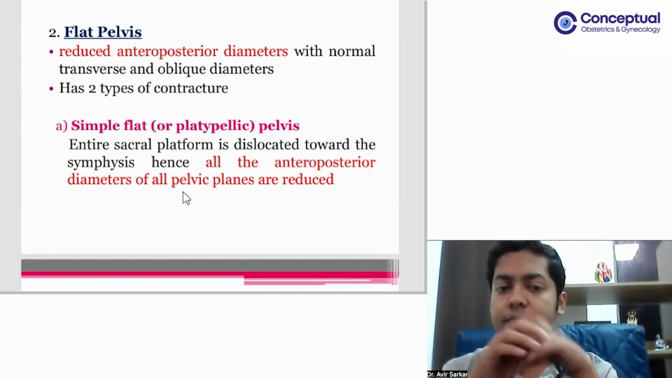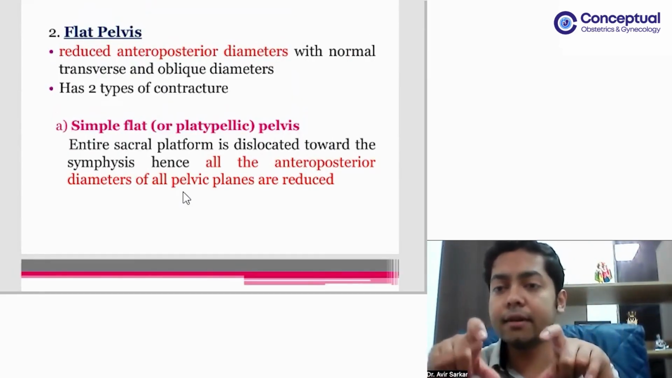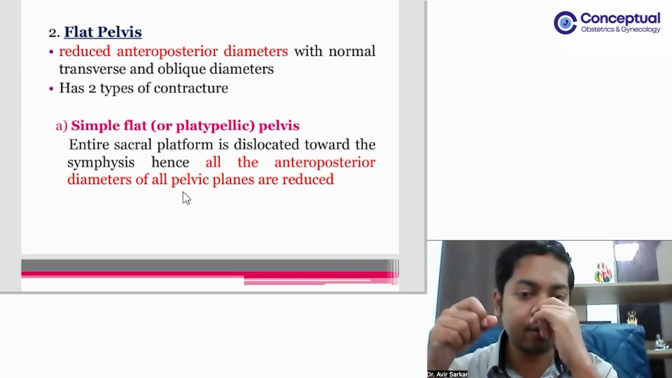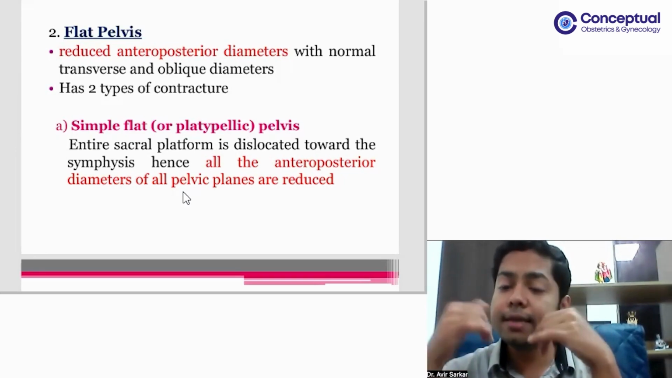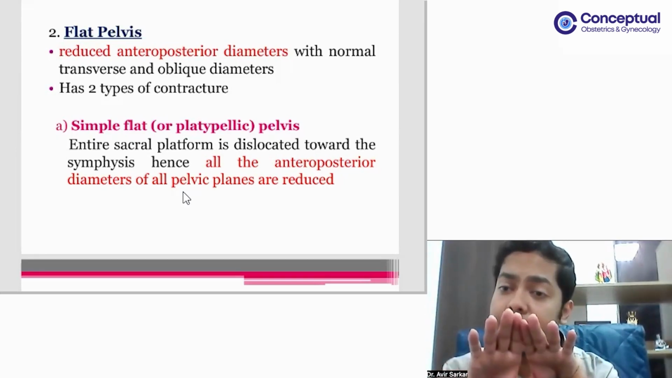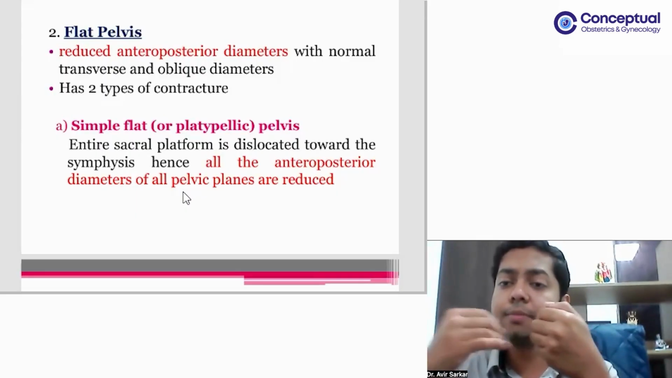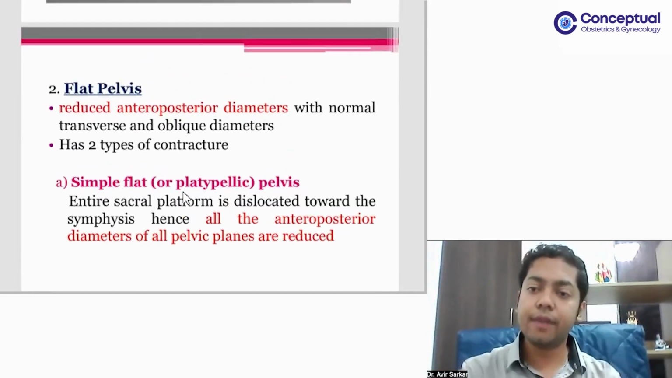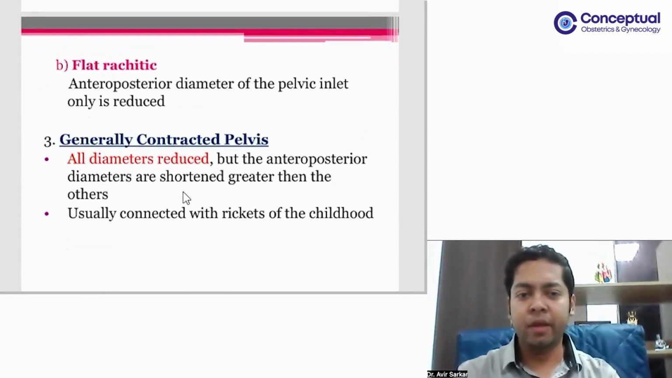One is simple flat or platypeloid pelvis. Here the entire sacral platform is dislocated towards the symphysis. Hence, all the anteroposterior diameters of the pelvic planes are reduced. It means the sacrum has come anteriorly. And when the sacrum has moved anteriorly, the distance between the sacrum and the pubic symphysis has reduced. This is a simple flat pelvis. Coming to a flat rachitic pelvis.